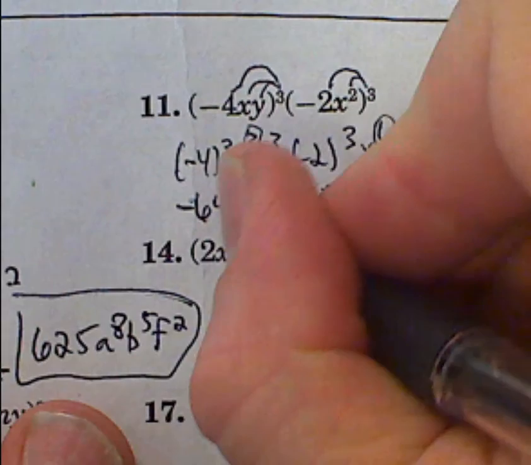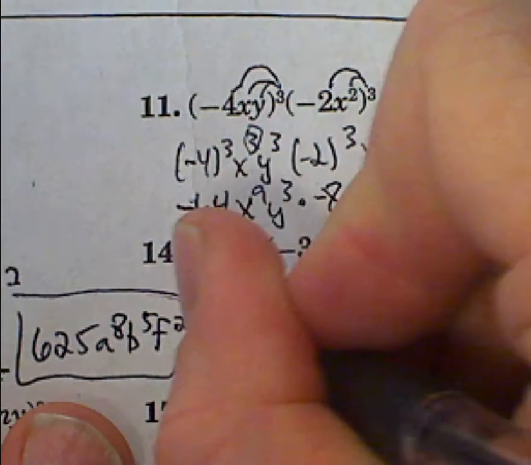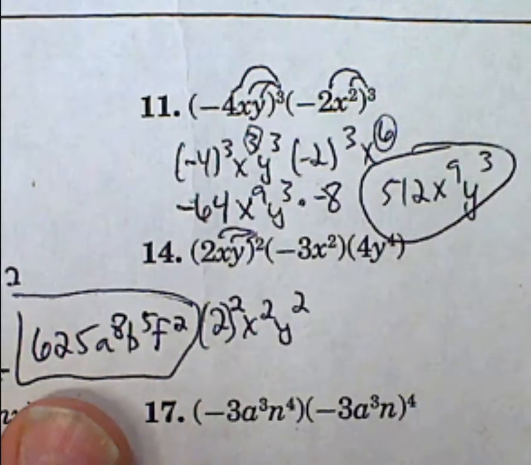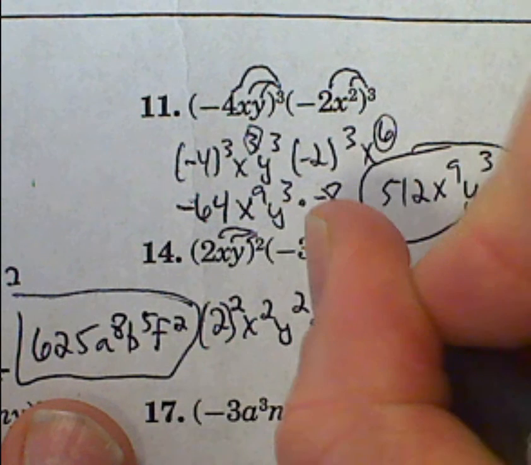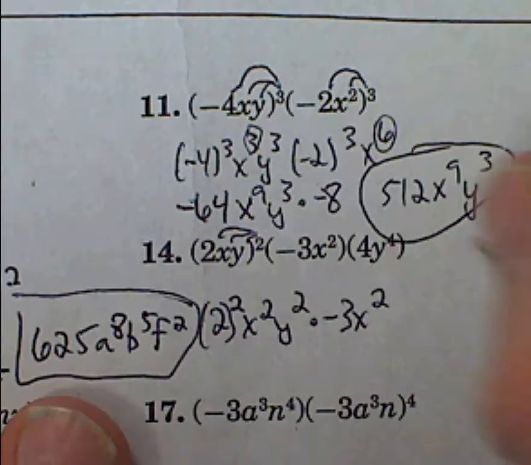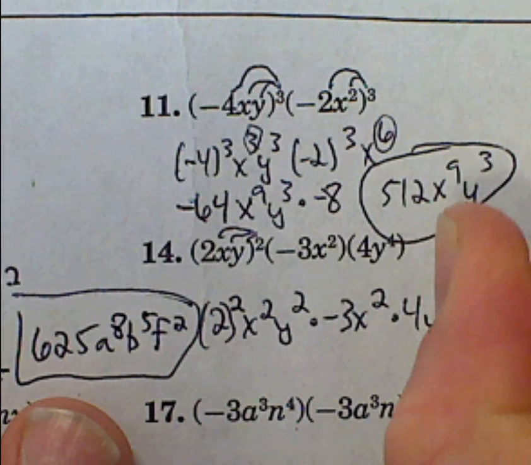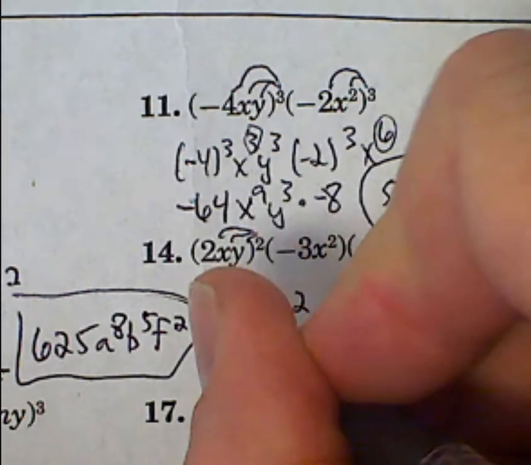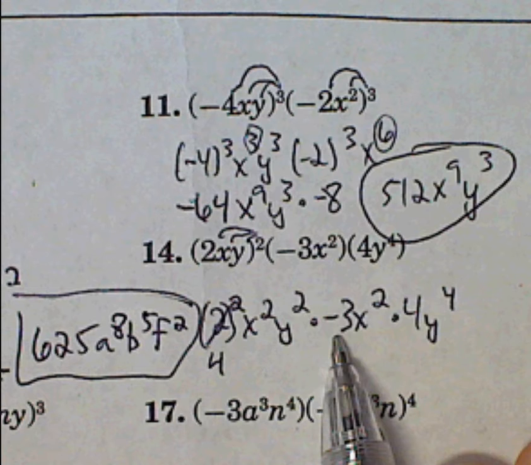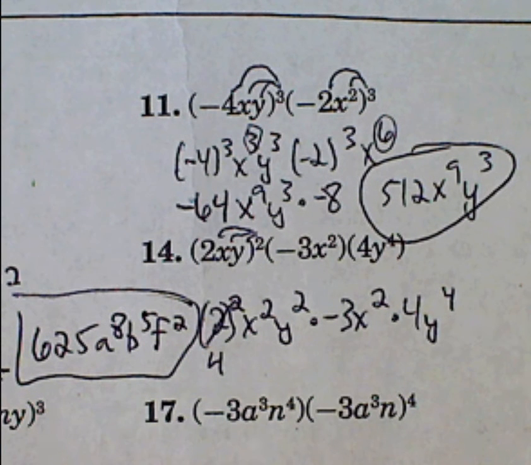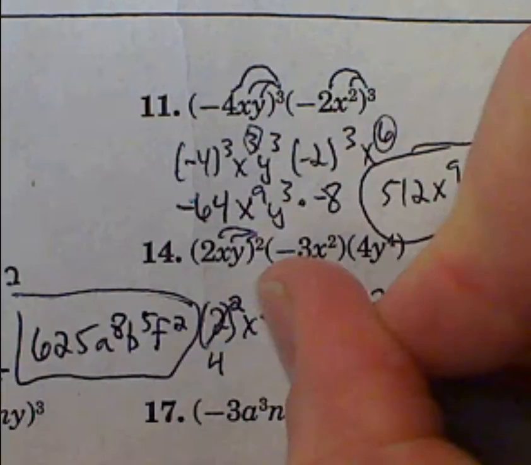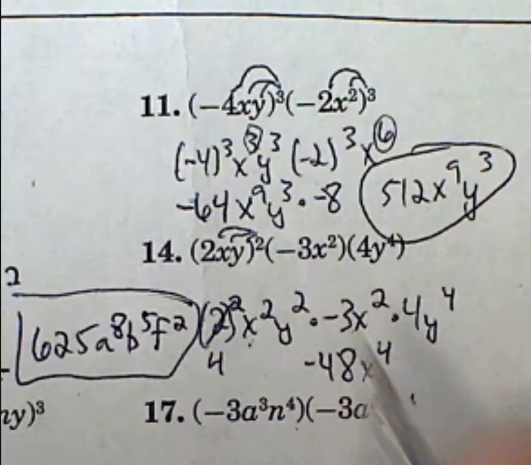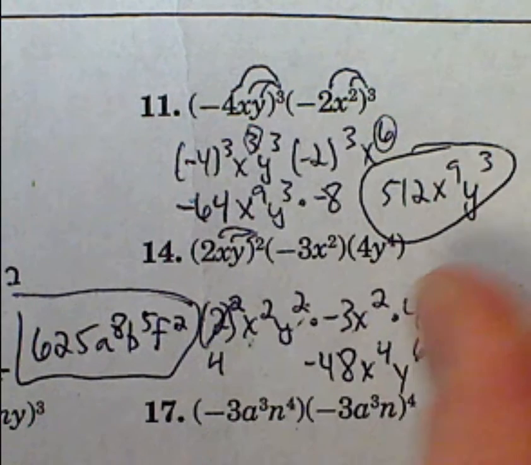Number 14, I distribute it to everything. That's 2 squared, x squared, y squared. I bring down my negative 3, x squared. And I bring down my 4, y to the 4. I'm going to go ahead and multiply my front numbers. 2 squared becomes 4, so I'm going to take 4 times negative 3 times 4. So 4 times negative 3 times 4 gives me negative 48. X squared, x squared becomes x to the 4th. Y squared, y to the 4 becomes y to the 6.